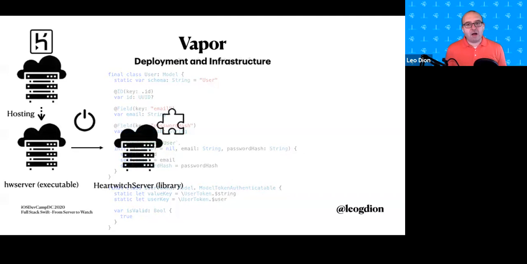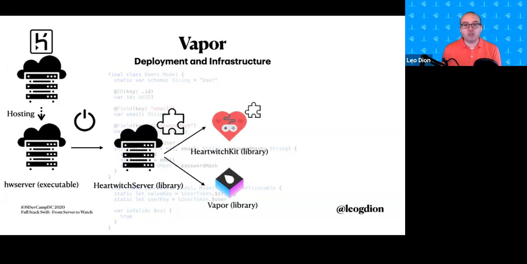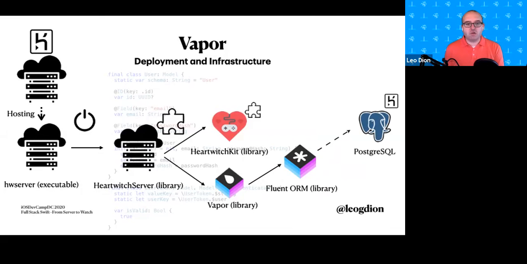So taking a look at how these dependencies work out, we have here the Heartwitch server, which is a library, and that is going to be using a lot of the code out of Heartwitch Kit, which contains a lot of the shared code between both the watch and the server. And then it's also going to be using Vapor as well. Vapor also is going to be using Fluent ORM, so that way you can talk to the database. That is the main ORM that's used by Vapor for plugging into MySQL, Postgres, or Microsoft SQL or Oracle. And then, of course, we have our Postgres server that's hosted by the folks at Heroku.